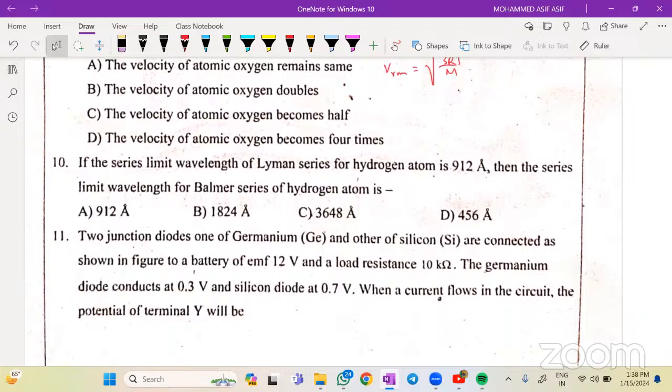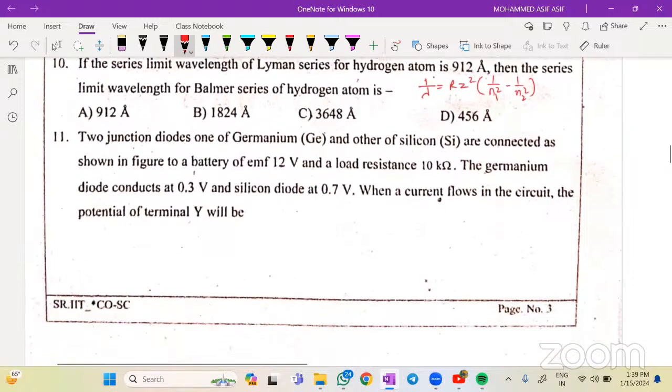In the series limit of wavelength of Lyman series of hydrogen atom 912 angstroms, then the series limit of the wavelength of the Balmer series will be equal to how much? Direct formula: 1 by lambda is equals to R into Z square into 1 by n1 square minus 1 by n2 square. Simplify this.